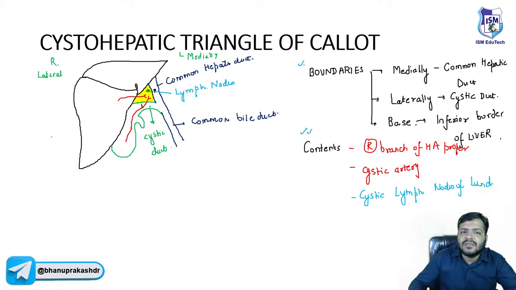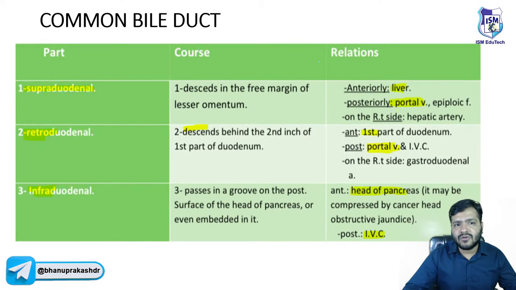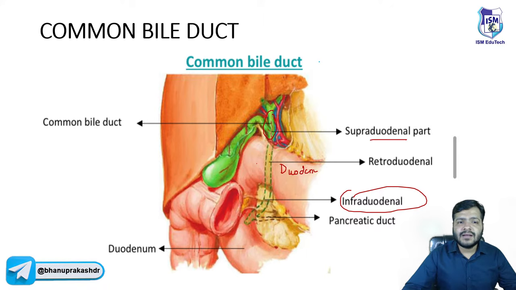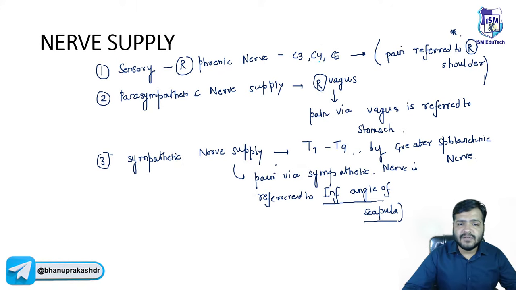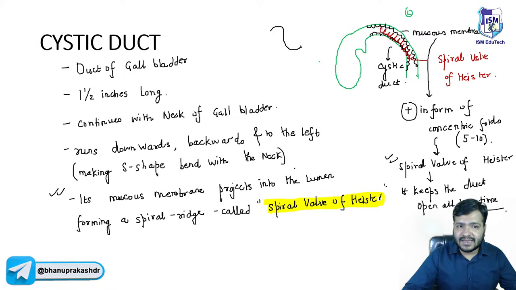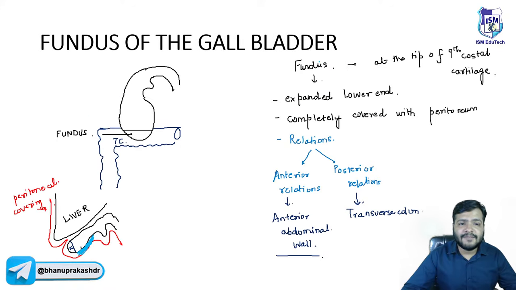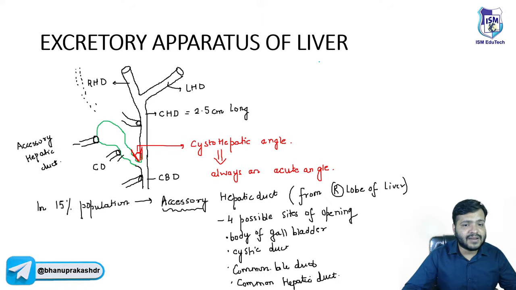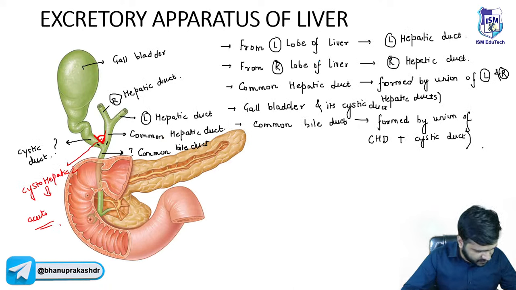I hope the boundaries and the contents are clear to each and everyone. Give a quick thumbs up that today's topic is clear: the hepatobiliary triangle of Calot, the common bile duct termination and relations, the lymphatic drainage of the gallbladder, nerve supply, the clinical correlations and pain correlations, the venous drainage, the arterial supply, the cystic duct, neck, body and fundus of the gallbladder, the shape, site, size, capacity, function, and the excretory apparatus of the liver.